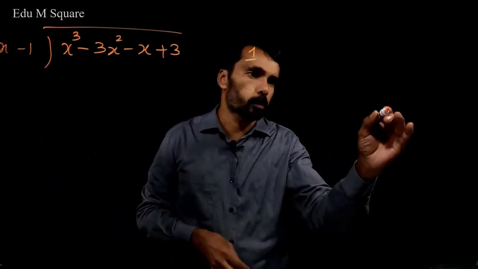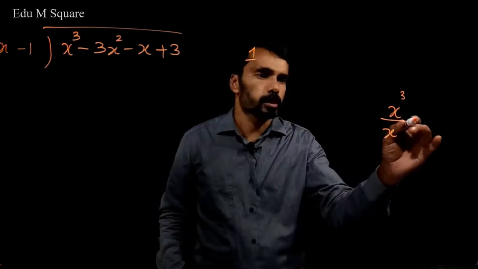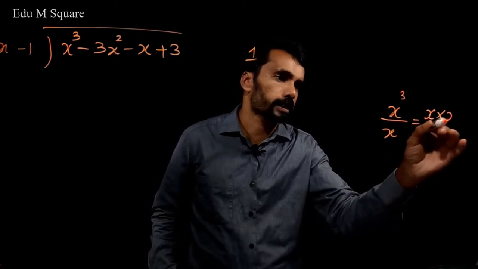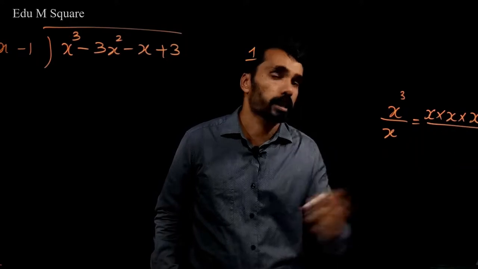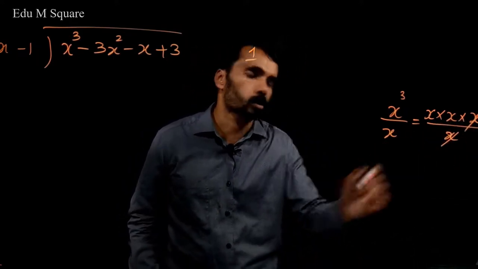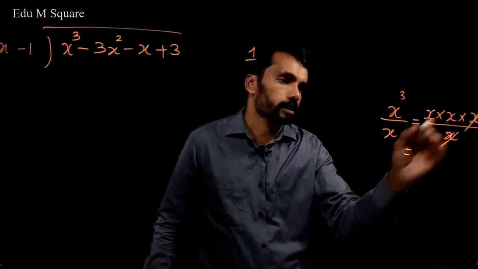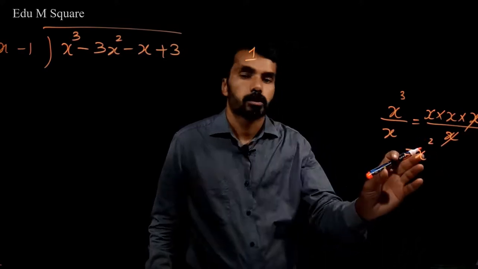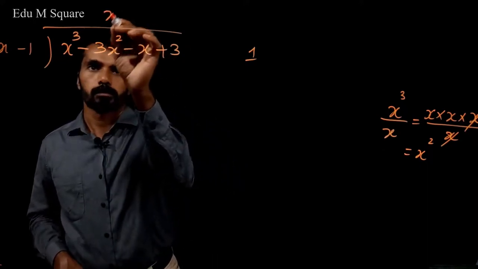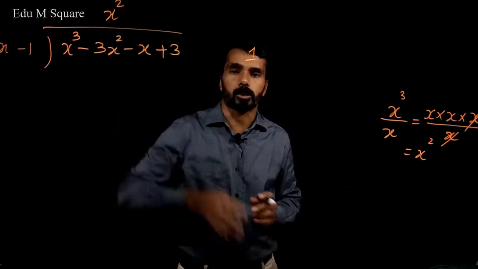So to divide x cube by x, what will we get? x cube can be written as x into x square divided by x. We cancel out one x from both numerator and denominator, and x square remains. So x cube divided by x is equal to x square. So x square is the first term of the quotient.